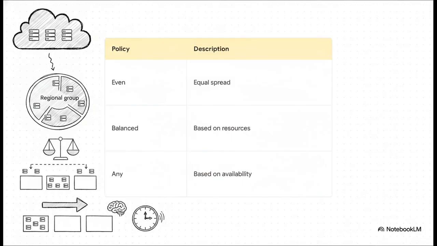template. Now, to make sure this whole fleet is highly available, you're going to want a regional group, which spreads your VMs across multiple physical zones. But how does Google actually decide where to put them? Well, you set distribution policies. Even forces a strict, perfectly equal spread across all your zones. Balanced tries its best to be even, but it actually factors in what underlying hardware is currently available in the data center. And any? That just grabs whatever zone has the availability to spin up your instance the fastest.